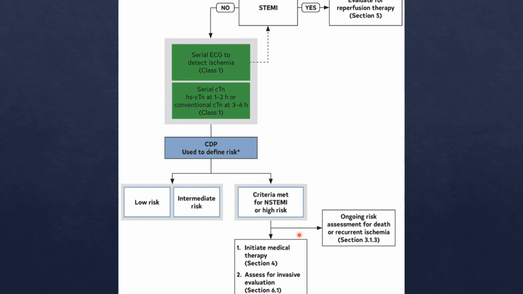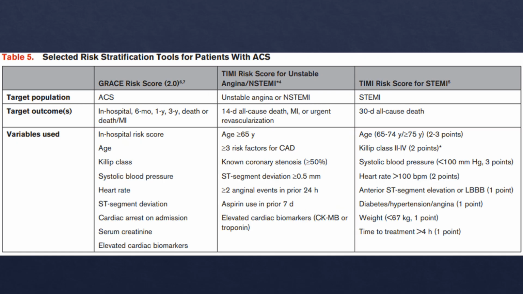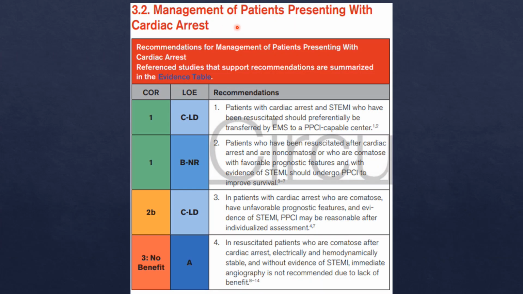Different risk stratification tools are GRACE, for acute unstable angina and NSTEMI, and TIMI risk score for STEMI. So coming to the management of patients with cardiac arrest. The 2025 guidelines say that if a patient has cardiac arrest and has STEMI, and has been resuscitated fully, he must be transferred to a primary PCI capable center.